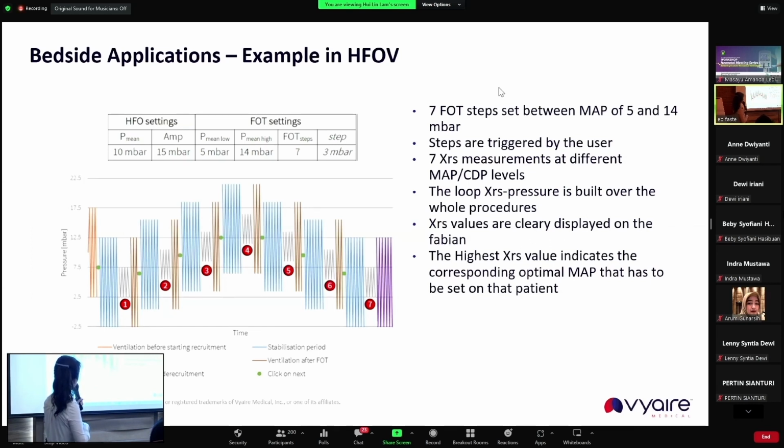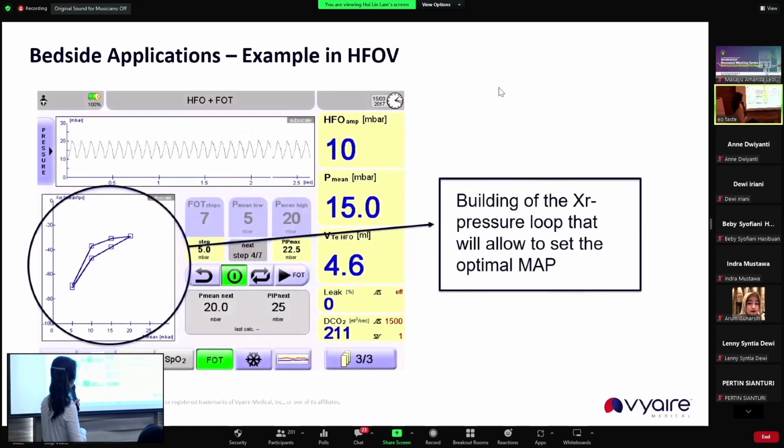And then after that, we give the FOT signal. Then we will increase up to 9 and up to a level of 14 here. From 14, it will go back down again to a mean airway pressure of 5. In between, you will see that we are giving FOT for the patient. From here, it will come out as a loop on the ventilator itself for you to see what is the best mean airway pressure for the patient. So from the loop, can someone share what you think is the best mean airway pressure for the patient based on this FOT loop?